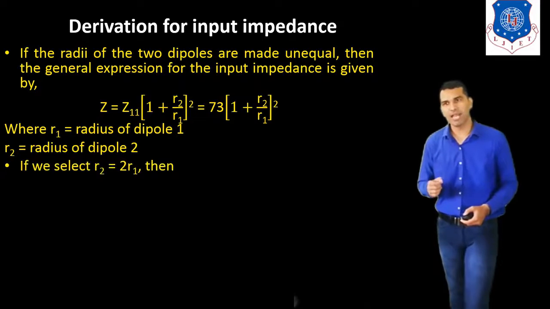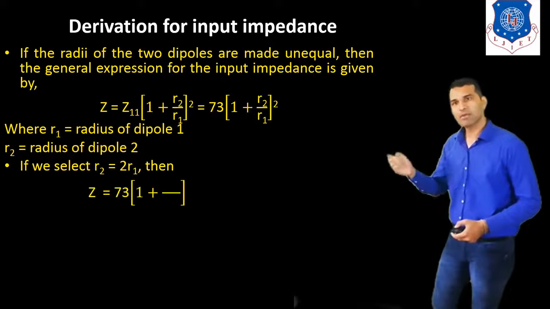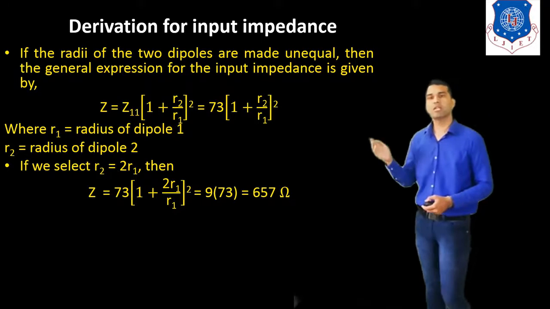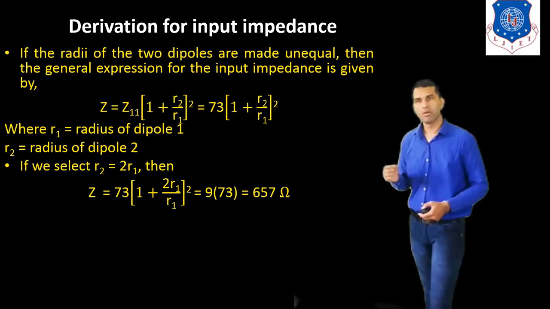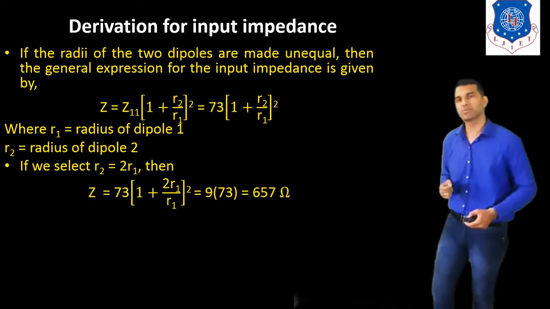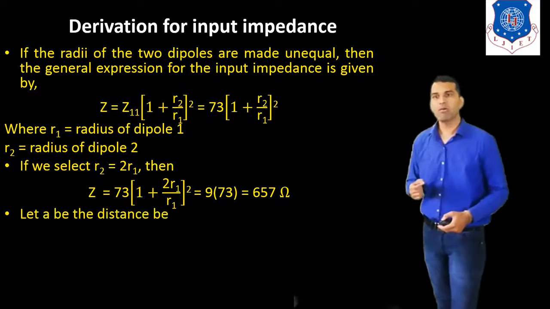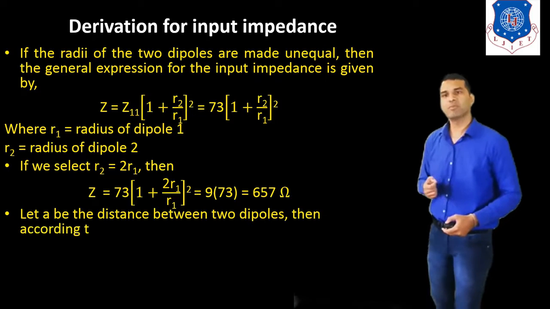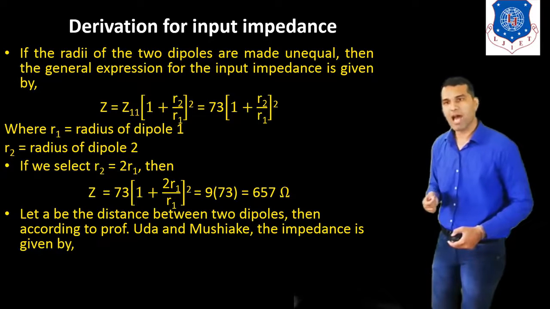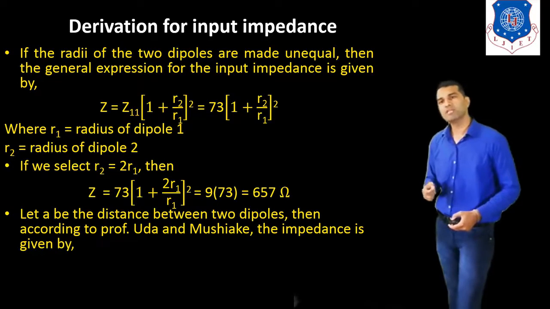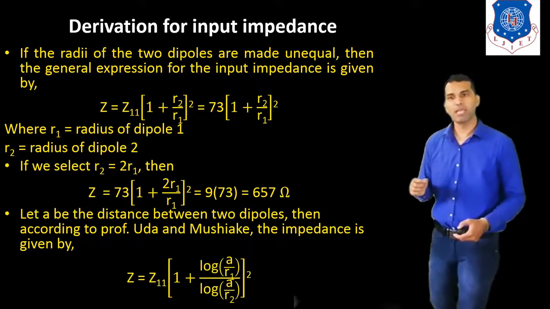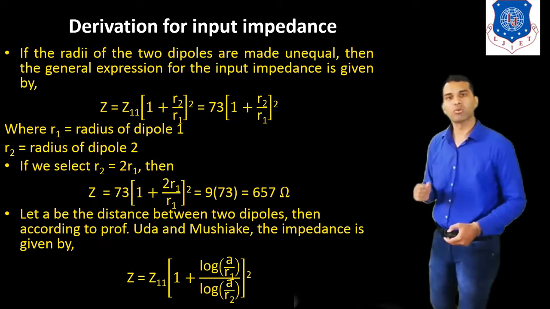Now if we select R2 is equal to R1, then we can write this equation as Z is equal to 73 into (1 plus 2R1 upon R1) square. When we simplify this equation, we get Z is equal to 657 ohm. Now let A be the distance between the two dipoles. Then according to Professor Yagi and Uda, the impedance is given by Z is equal to Z11 into (1 plus log A upon R1 upon log A upon R2) square.